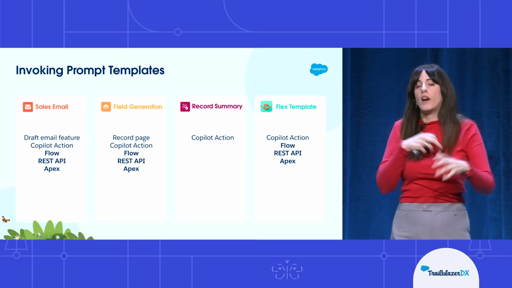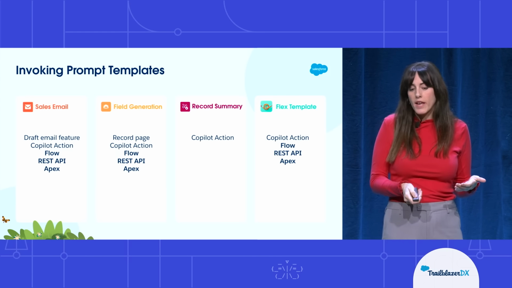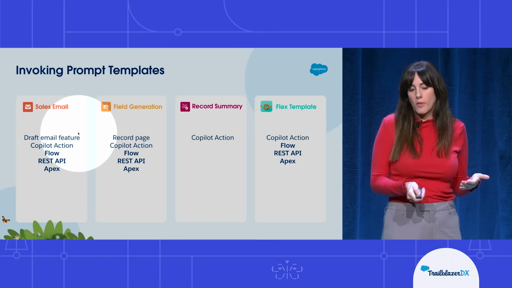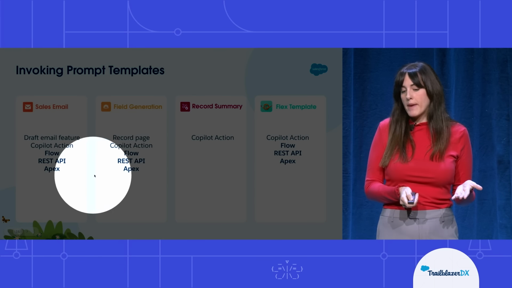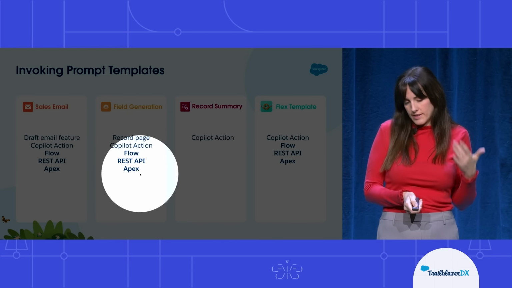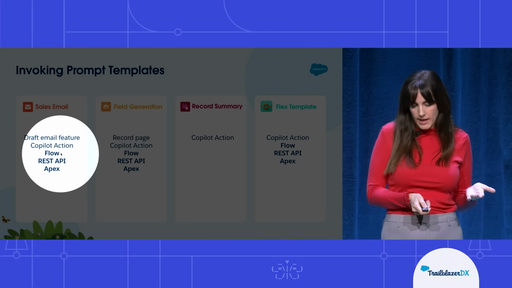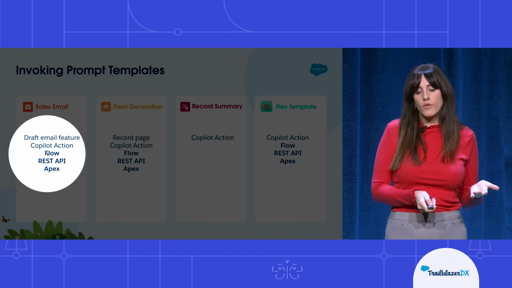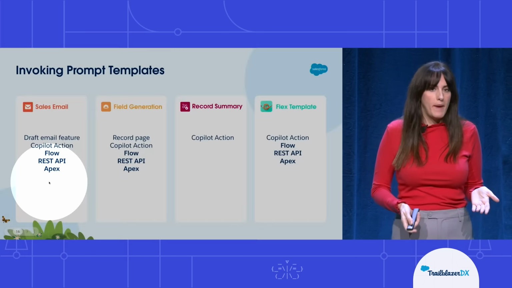But then there are different ways in which you can invoke them. We've seen a couple of them. We've seen that out of the box we can draft emails with them and use them in record pages. But all of them, except the one that's exclusive for Copilot, can be invoked through Flow, through the REST API, and through Apex. And that is what is really interesting for us developers.